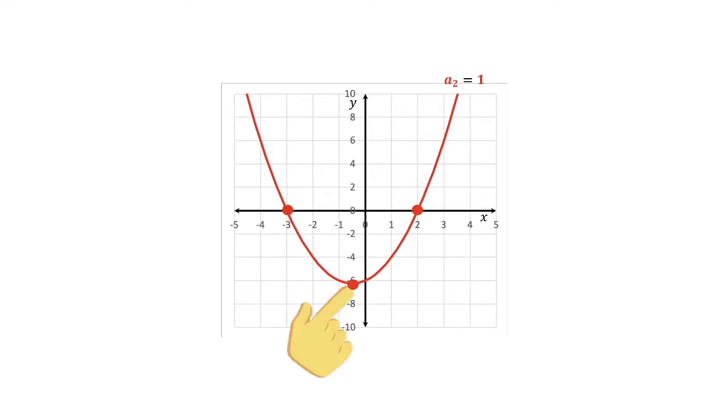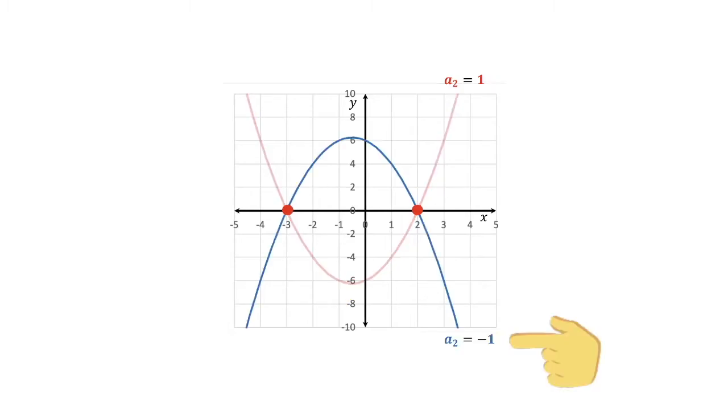And the vertex is what I need to get a unique polynomial. That's what makes it unique. All right, that's A2 is 1, this one. Now, here's a different one. If I take A2 to be minus 1, notice I have exactly the same zeros but a different vertex. So again, this also meets the criteria.